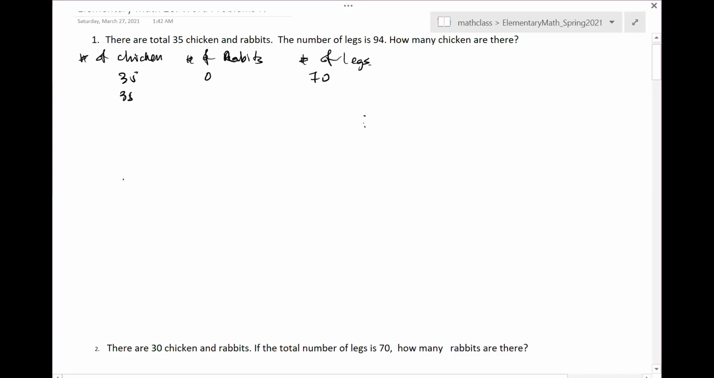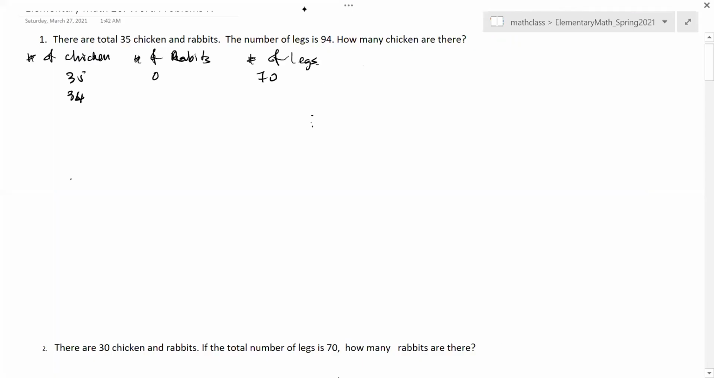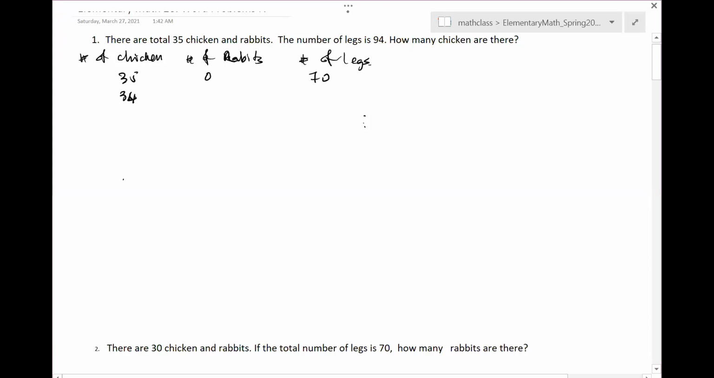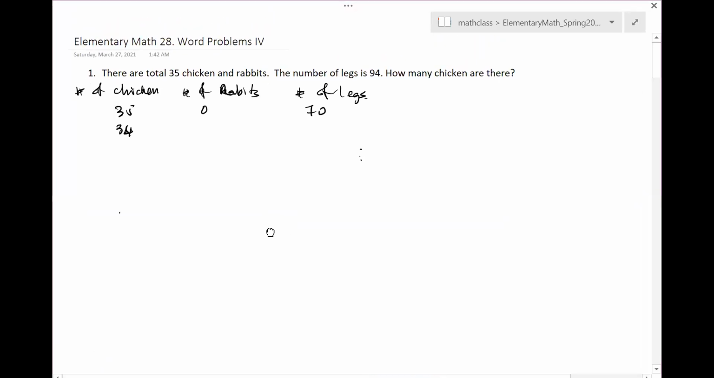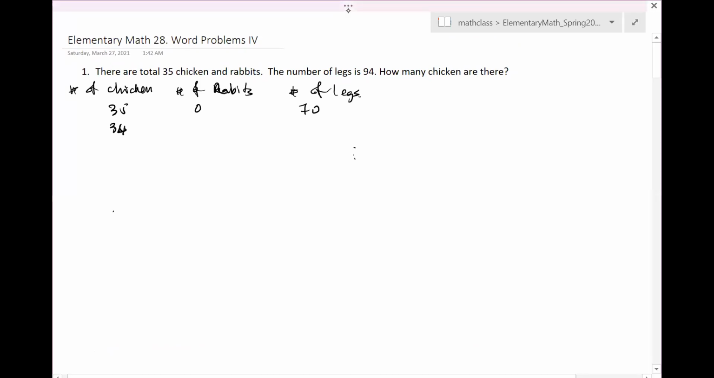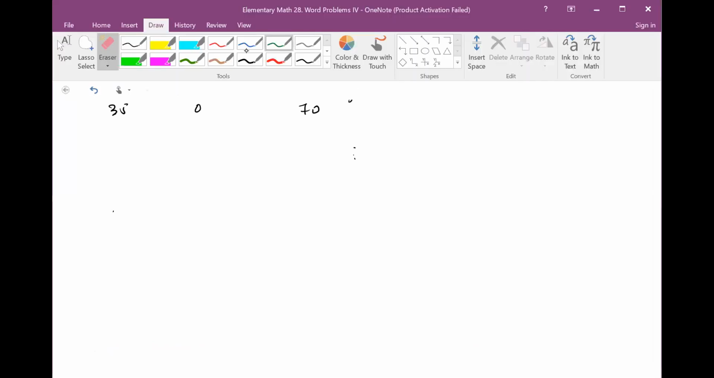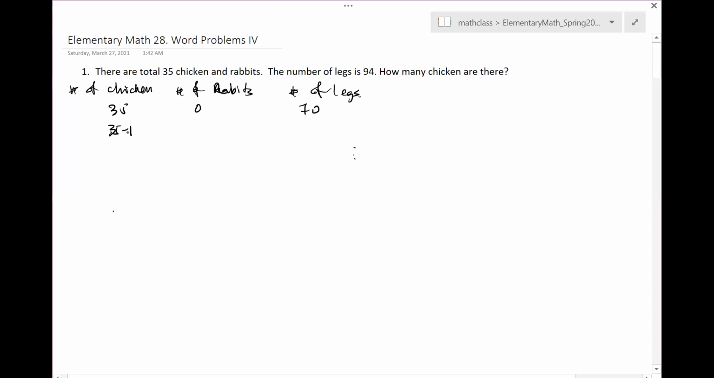So if one chicken is decreased, 35 minus 1, then here's 1. Now the net change on the legs will be an increase of 2, right?